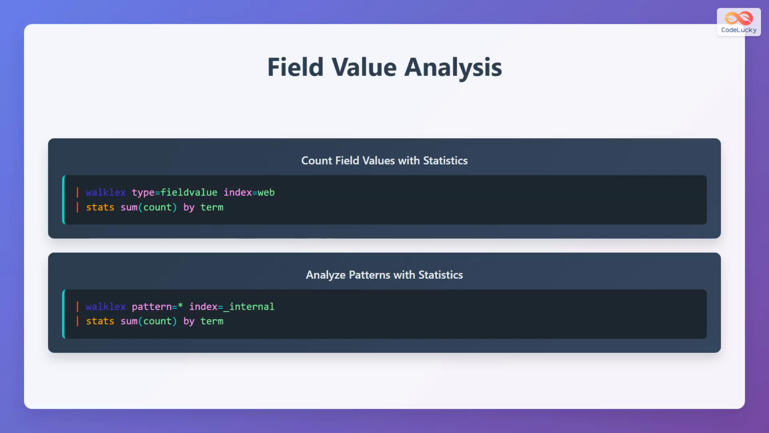For more advanced analysis, you can combine walklex with statistics commands. To count field values with statistics, use pipe walklex type equals fieldvalue index equals web, then pipe it to stats sum of count by term. This gives you a count of how many times each field value appears. Similarly, you can analyze patterns by using pipe walklex pattern equals asterisk index equals _internal, followed by pipe stats sum of count by term. These combinations help you understand the distribution and frequency of terms in your data.